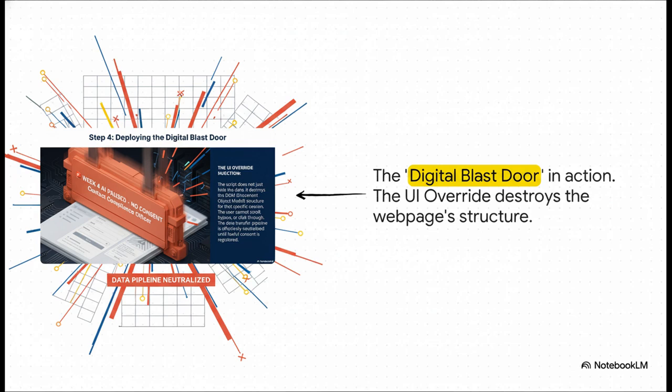And this is what it looks like in action. We call it the digital blast door, and for good reason. As you can see, this is not just some polite little warning pop-up. The override script literally destroys the web page's structure for that session, making it impossible for a user to interact with the page or transfer any data. The pipeline is completely neutralized.